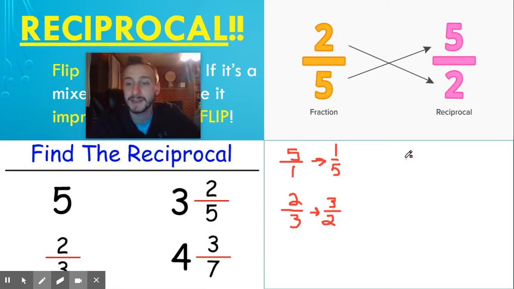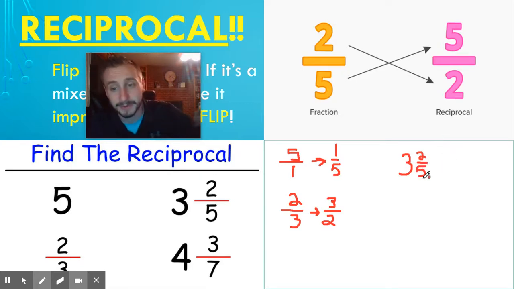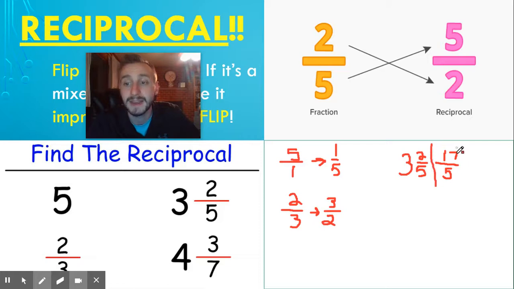That's it. Let's try this one. 3 and 2/5. So that's a little bit more tricky. You can't just say the reciprocal is 3 and 5/2 because that 3 needs to be involved too. So 3 and 2/5, in order to find the reciprocal of it, we need to change it to an improper fraction and then flip it. Let's change it. 5 times 3 is 15, plus 2 is 17. So the improper form is 17/5, right? Now we can get the reciprocal and flip it, which means it is 5/17. So the reciprocal of 3 2/5 is 5/17.